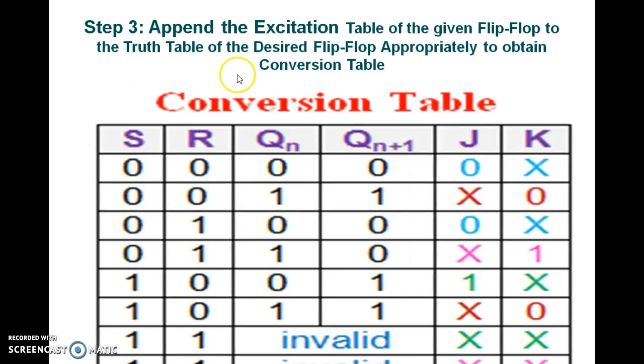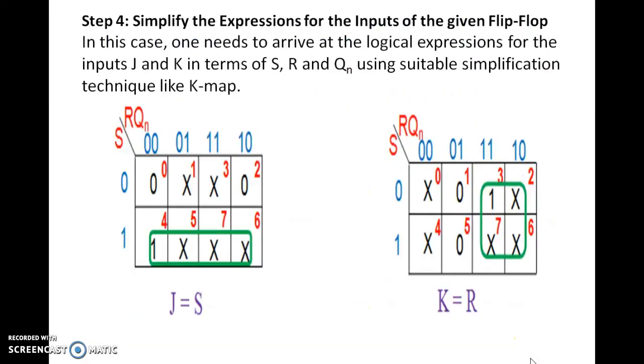The next step is you are supposed to append the excitation table to the truth table what you had obtained in the first step. For this SR flip-flop, I have written the excitation table. I have appended the excitation table of JK. That is, I have just checked the values of Qn and Qn+1. So 0, 0 means 0, don't care. Similarly, whatever we had obtained in the previous, I have just filled these values. And for the invalid state, I have just filled with don't cares.